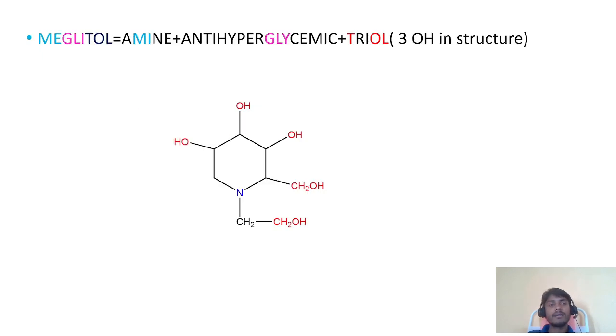Next, miglitol. Miglitol contains an amine group. Gly is nothing but glycemic, anti-hyperglycemic. Tol is nothing but triol, three alcohol groups are there. So this is the structure of miglitol.